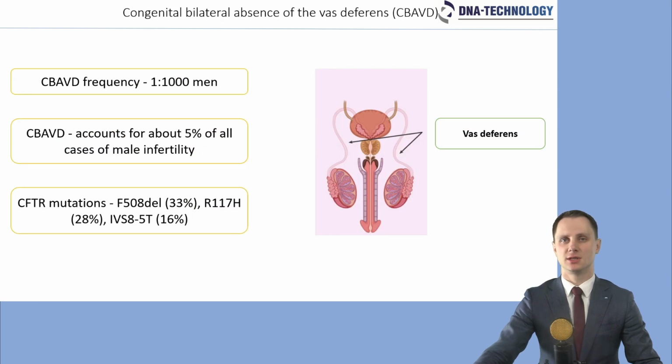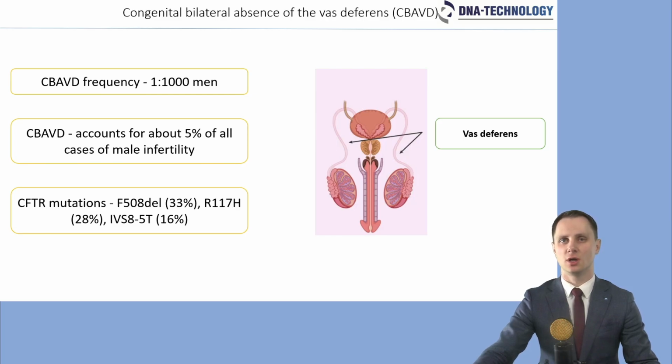Another important CFTR-associated condition is congenital bilateral absence of the vas deferens, which develops in men. The prevalence of this disease in the general population is 1 case per 1,000 people, but in the group of men with infertility, the prevalence rises up to 5%. It is important to know that this disease is characterized by a specific set of mutations in the CFTR gene.